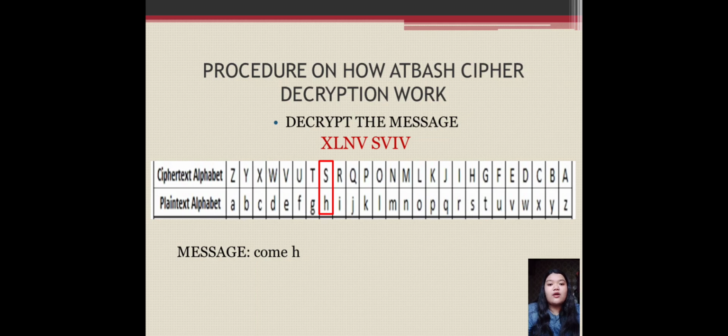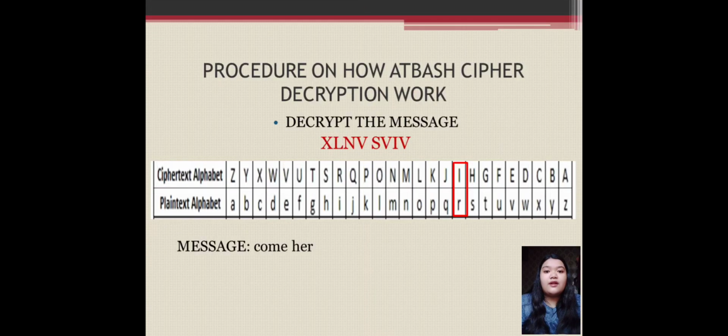The column corresponding to S is H. So S decrypts to H, and the fifth letter in the message is H. The column corresponding to V is E. So V decrypts to E, and the sixth letter in the message is E. The column corresponding to I is R. So I decrypts to R, and the seventh letter in the message is R.